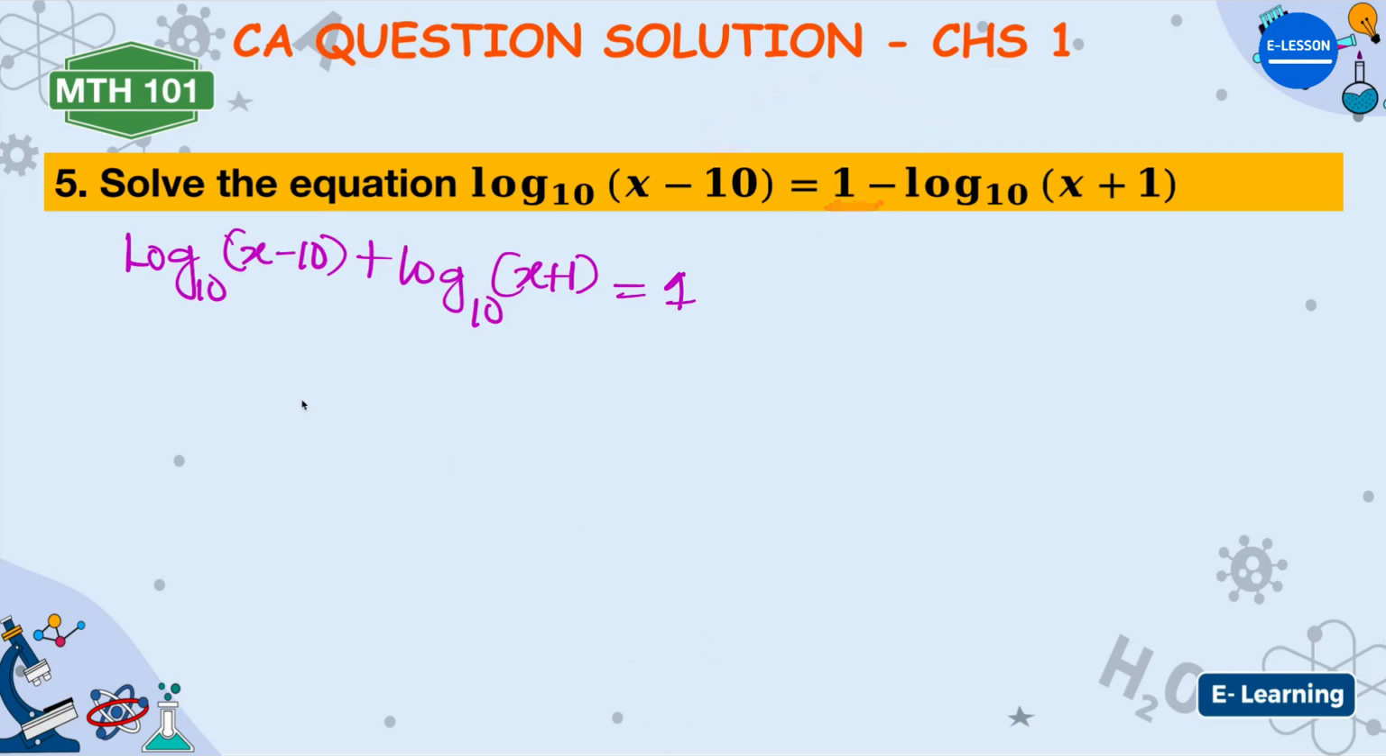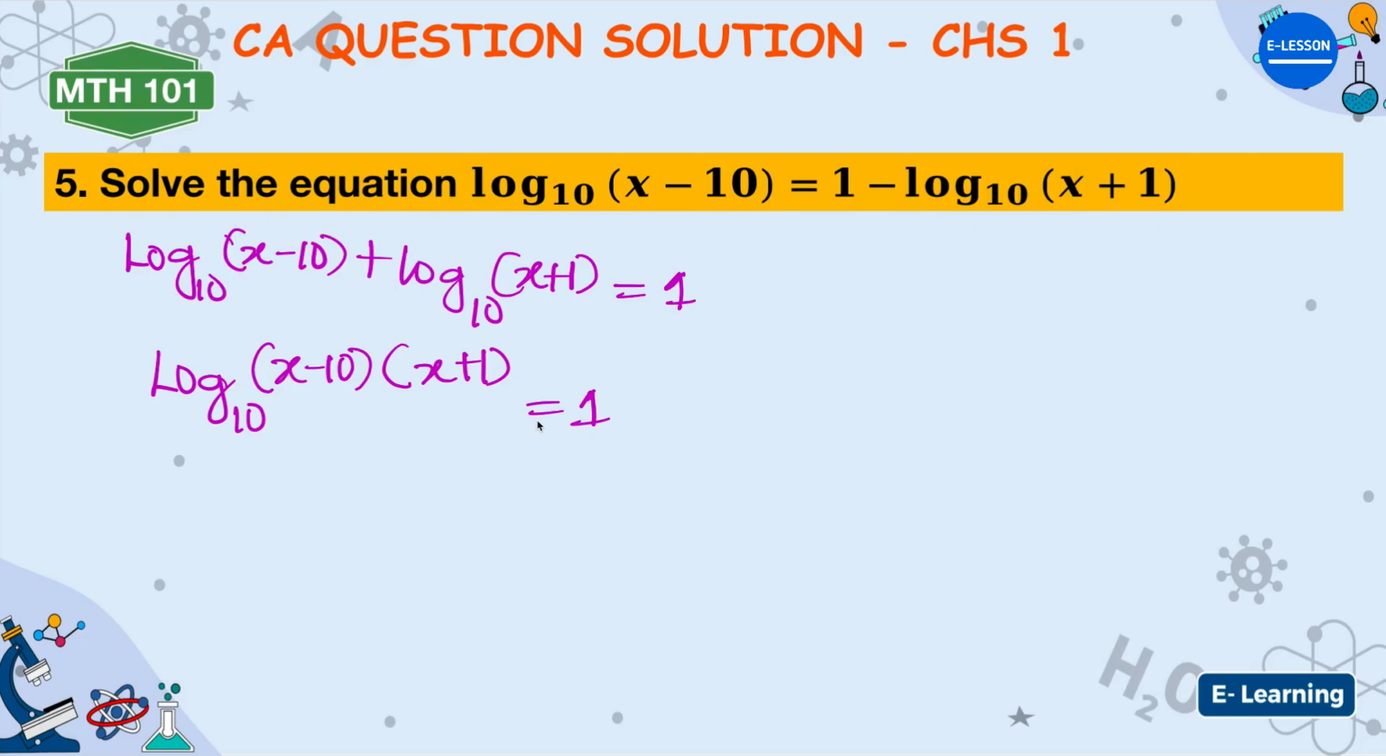Now, my dear students, at this point there is a law of logarithm that says that if two logs are of the same base and a positive sign is in between them, just collect one log to base 10, then multiply what they carry. So this is x minus 10, since a positive sign is in between, multiply them, x plus 1 is equal to 1.